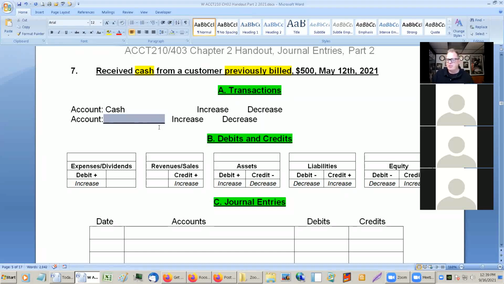Accounts receivable, again, is when somebody owes us. So we set up this accounts receivable saying, okay, you owe us this money. So when we set up that accounts receivable, this is them paying it off. This is them saying, okay, I know I owe you $500, and now I'm paying you that $500.